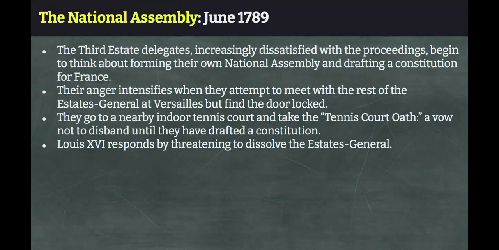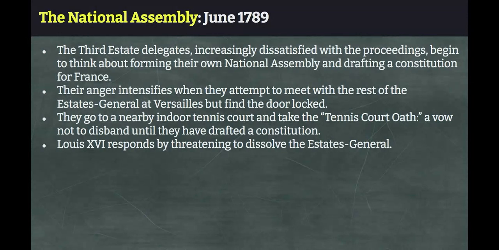All right. So as you can imagine, the Third Estate delegates are already not happy with how the situation is going down. So they start to think about forming their own National Assembly. So, breaking with the Estates General completely, saying, hey, this process isn't fair, we reject it, and then coming up with their own legislative group, drafting a new constitution for France and making France into a constitutional monarchy, kind of like what England had.